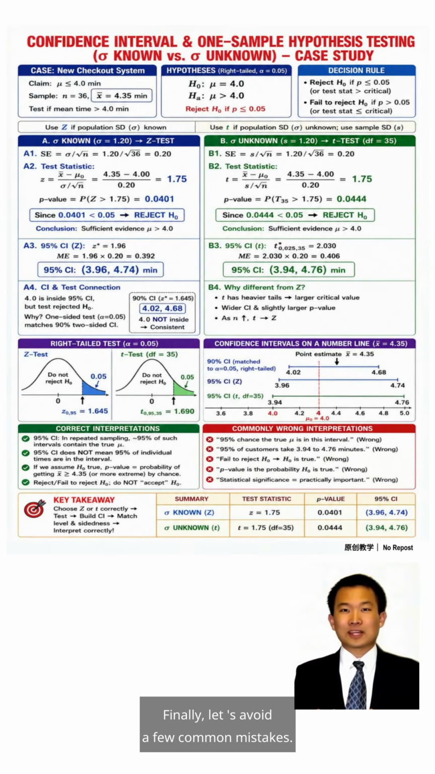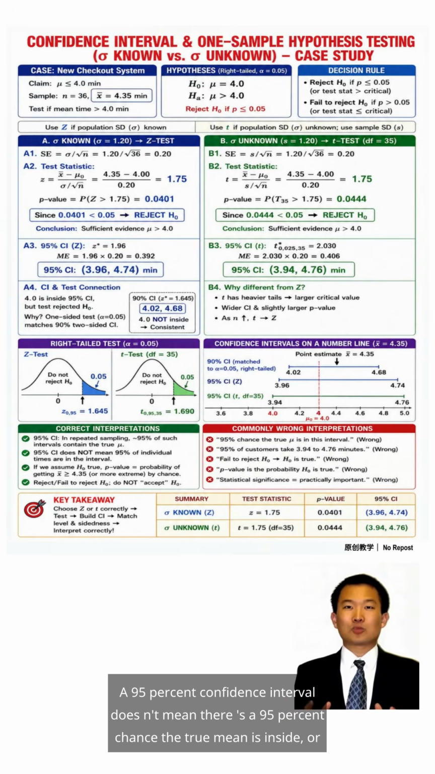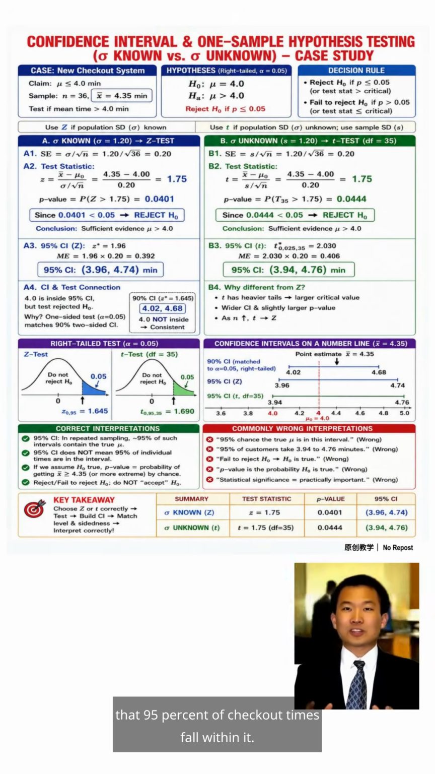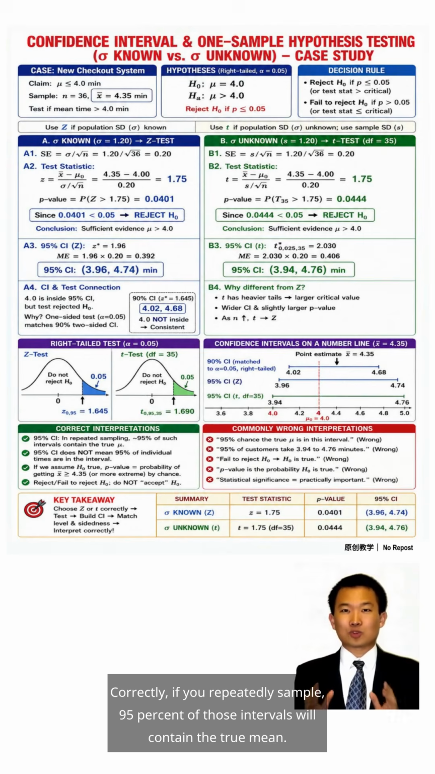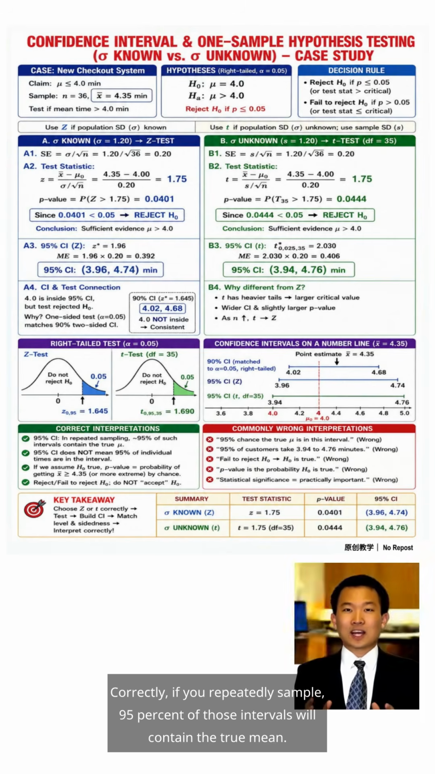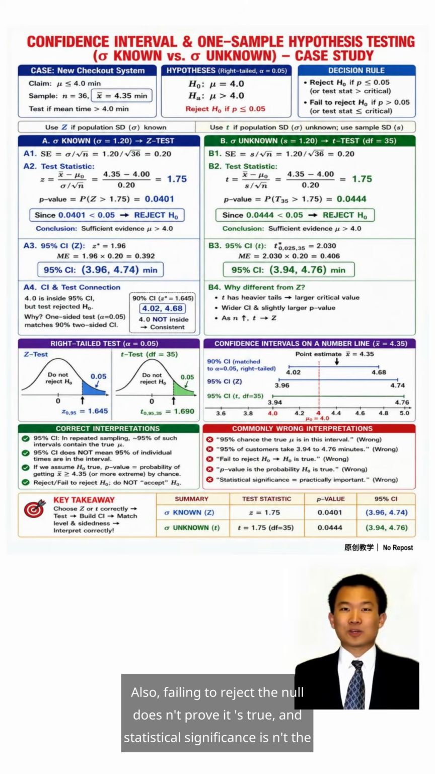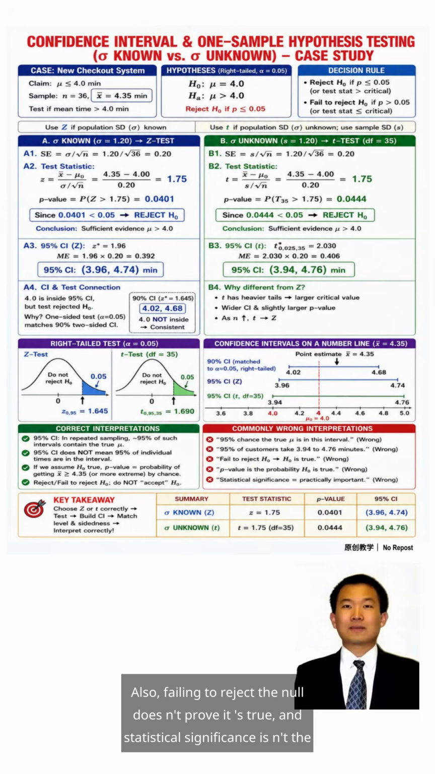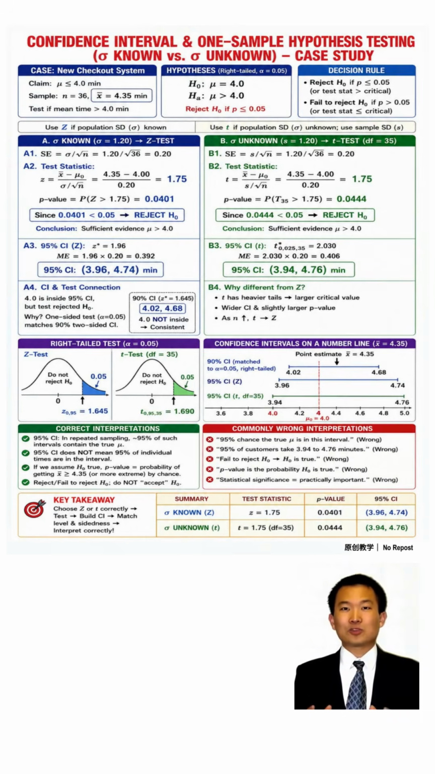Finally, let's avoid a few common mistakes. A 95% confidence interval doesn't mean there's a 95% chance the true mean is inside, or that 95% of checkout times fall within it. Correctly, if you repeatedly sample, 95% of those intervals will contain the true mean. Also, failing to reject the null doesn't prove it's true, and statistical significance isn't the same as practical significance.